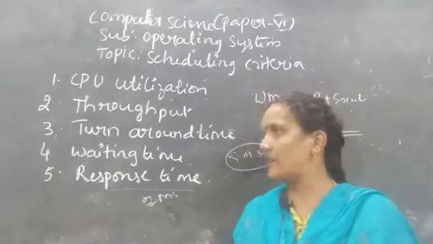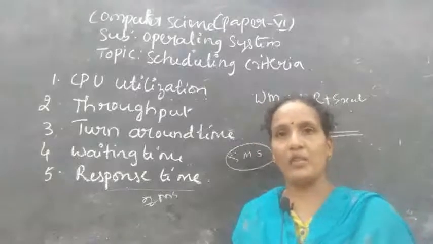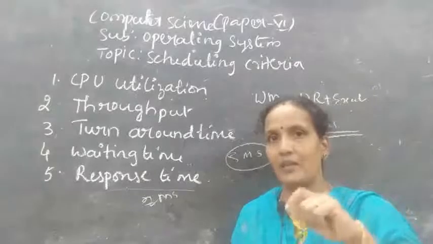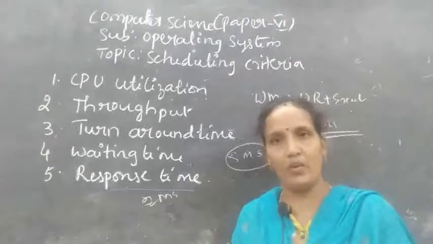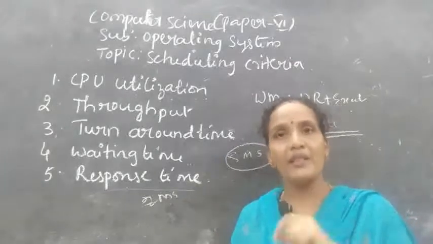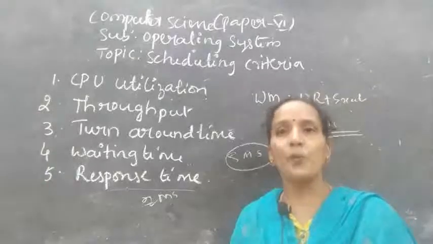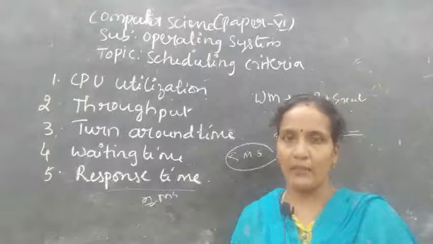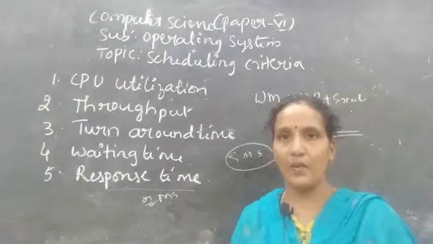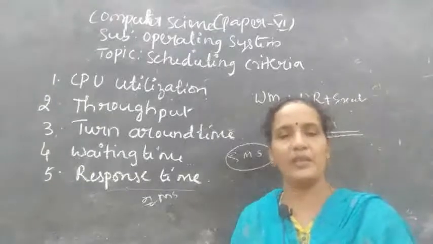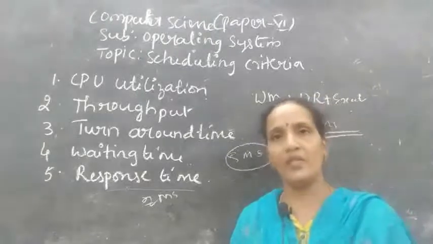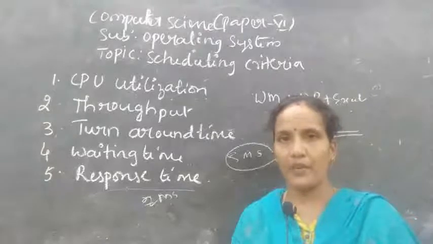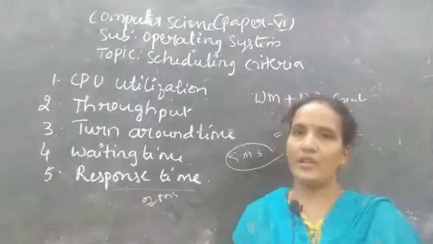Next, response time means when the user asks a question or gives any request, how much time the algorithm takes to provide the response. That comes under response time. These are very important, because we have 6 to 7 algorithms, and all of them are based on this criteria only. Okay, you take a screenshot of this.